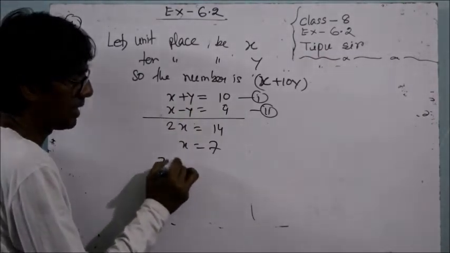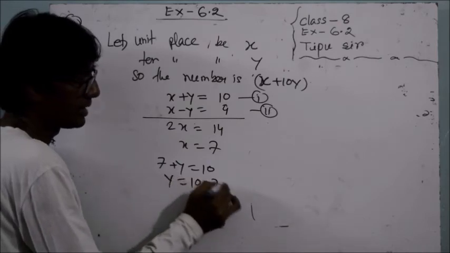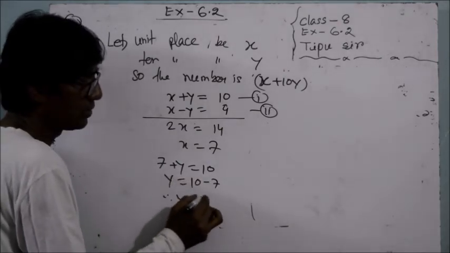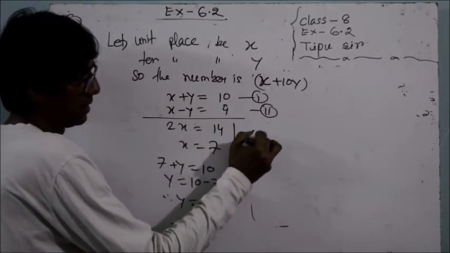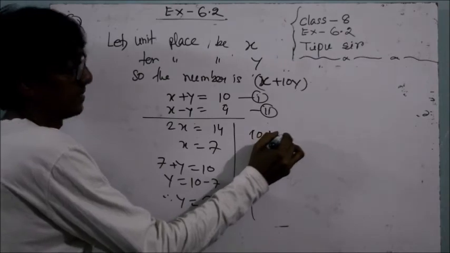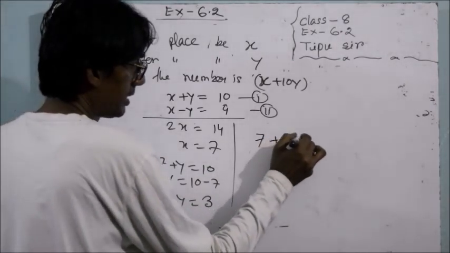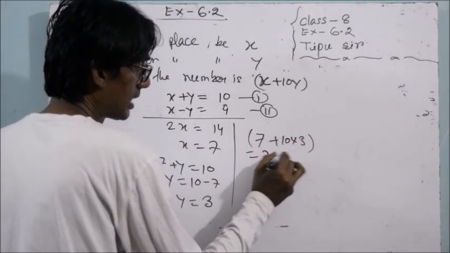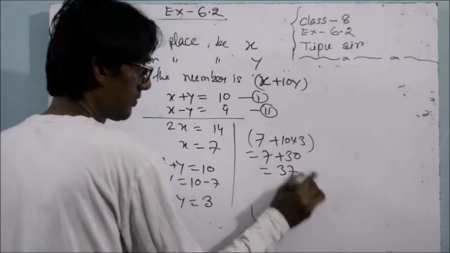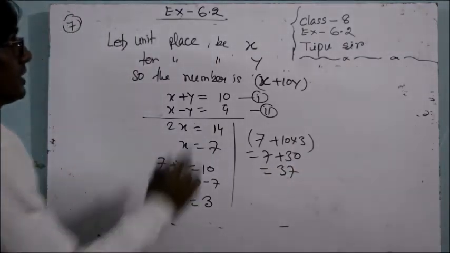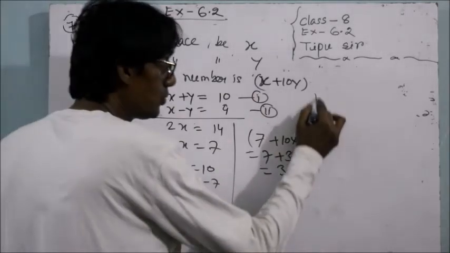Now apply the value in equation 1. So 7 plus y equal to 10, or y is equal to 10 minus 7, therefore y is equal to 3. So the required number is 7 plus 10 into 3, therefore 7 plus 30 is equal to 37. But if the tens place is greater than the unit place, in that case it will be reversed.